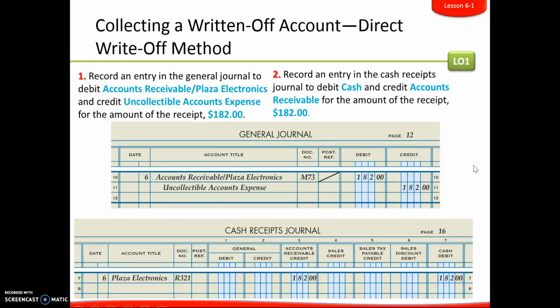Now, if it happens that Plaza Electronics decides to pay us, the transaction doesn't say when it happens, but maybe a month later we receive a check from Plaza Electronics for their previously written off account. All we do is flip that transaction to reopen or put back in the amount that they owed us into our accounts receivable. So that's what's happening here on the 6th. Accounts receivable and Plaza get debited, and then uncollectible accounts gets credited.